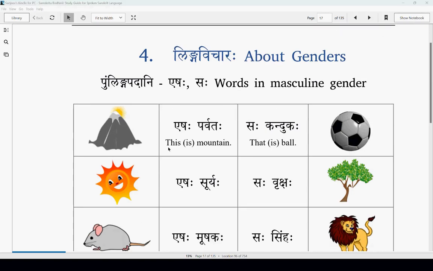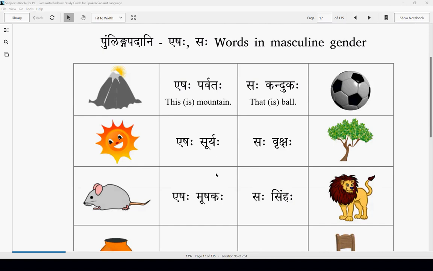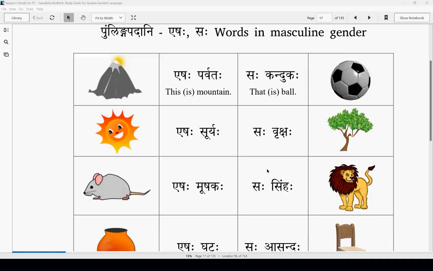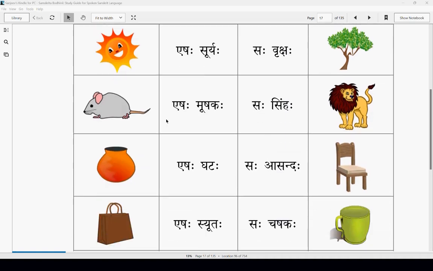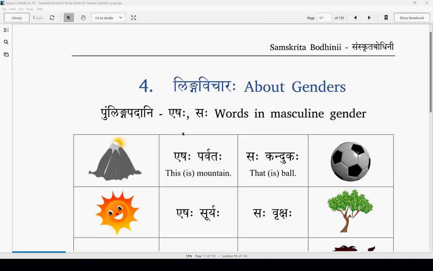There are more examples here. Which we already discussed about the Pullinga words. Oh, it's already time, so we can go through this. Eshaha parvataha, saha kandukaha, eshaha suryaha. Because parvataha is a Pullinga word, we use eshaha. Kandukaha is a Pullinga word, so we use saha. Or you can use eshaha to indicate close and far, this or that. Eshaha parvataha, saha kandukaha, eshaha suryaha, saha vrikshaha. We have more words here: mushakaha, simha, ghataha, asandaha, syutaha, chashakaha, chandraha, saha, darpana, harinaha.